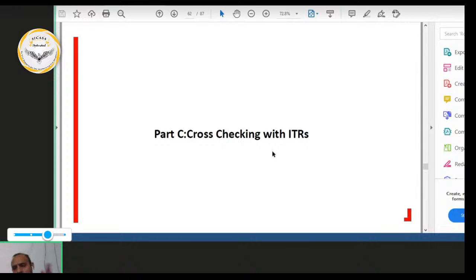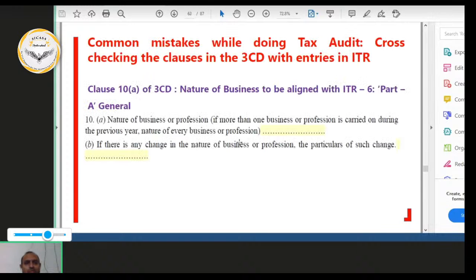Sir, when you are compiling the data for 3CD, you examine whether the data corresponds to the respective place in the ITR also. What are the areas where you need to cross check? Nature of business to be aligned with ITR 6 Part A general. See, in tax audit we have seen clause 10A, what it says in 3CD, whether there is a change in the business or not. 10B, 10A, what is the nature of business? So whatever business you have selected in 3CD, the same should be there in the ITR also. You cannot disclose something there and something else here. Otherwise you will be landing up in huge trouble.